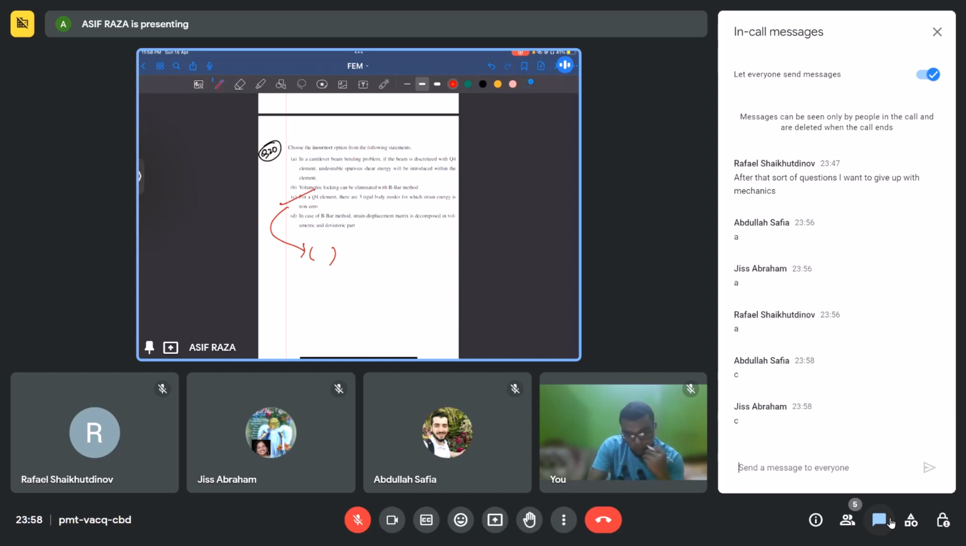About the first, second, and fourth statements. In a cantilever beam bending problem, if the beam is discretized with Q4, undesirable spurious shear energy will be introduced within the element. Okay, so that is quite correct. Second is volumetric locking can be eliminated with B bar method. Yeah, and to do that, we decompose the strain displacement matrix in volumetric and deviatoric part. And in the volumetric part, we make those changes and take B bar instead of the actual strain displacement matrix.